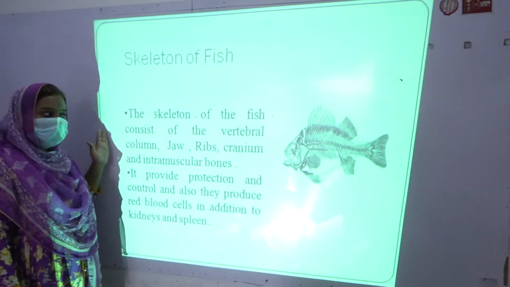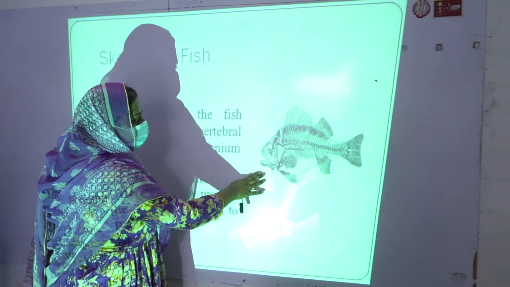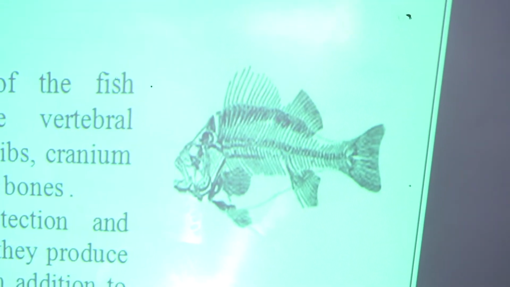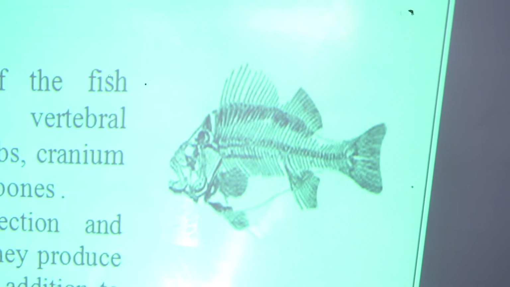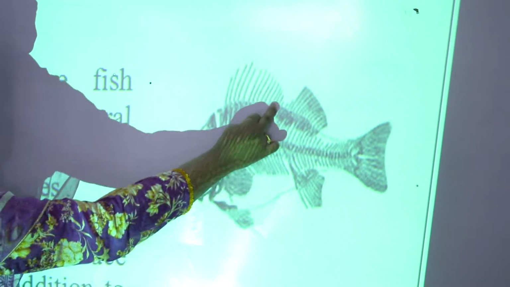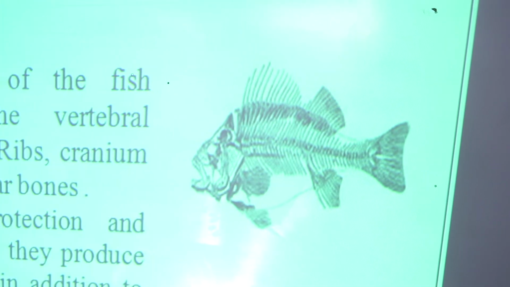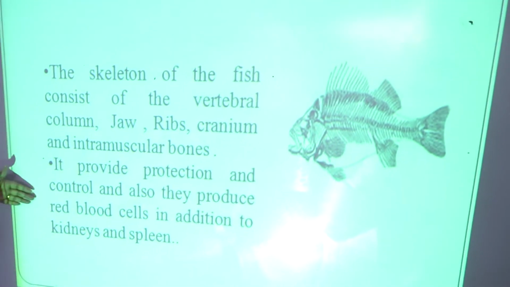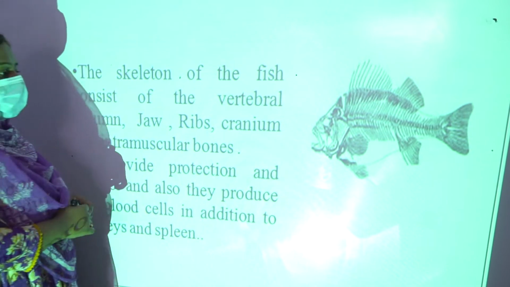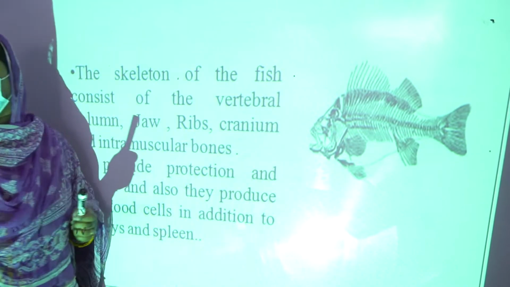This is the skeleton of fish. As you can see in this picture, the skeleton of the fish consists of the vertebral column, jaws, ribs, cranium and intramuscular bones. It provides protection and control, and also they produce red blood cells in addition to kidneys and spleens.